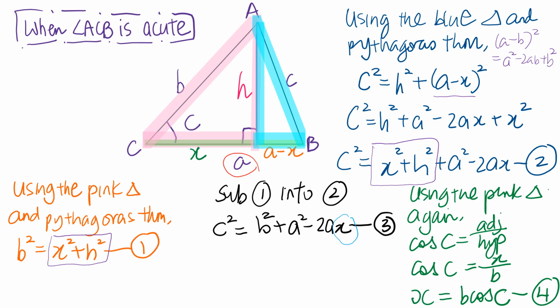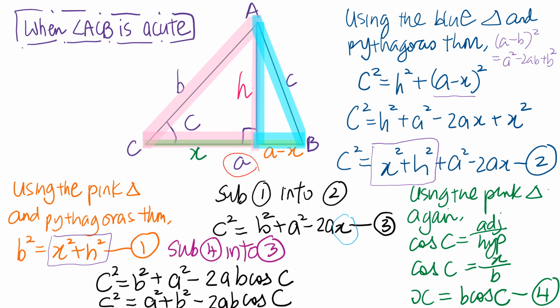So cosine it's CAH, C-A-H, adjacent over hypo. Adjacent it's x. Your hypo is b. So you do a cross multiply, x is equals to b cos c. So from there I can actually substitute equation 4 into 3 to get our cosine rule. Okay, so this is the cosine rule for you to find the unknown side c.